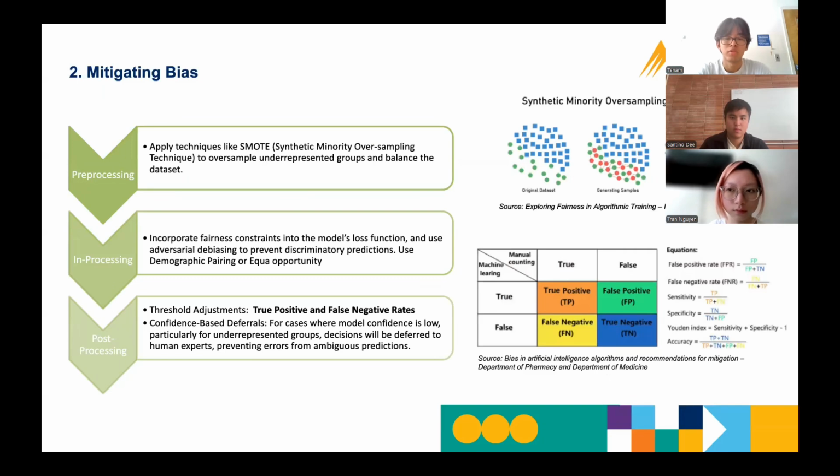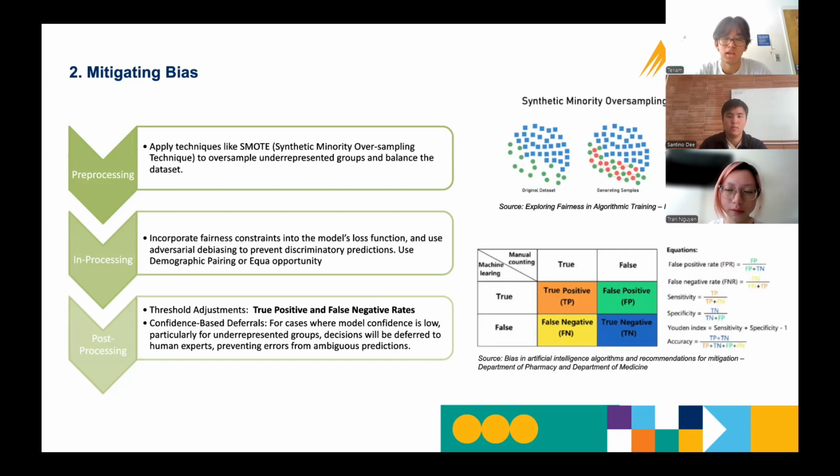Mitigating bias. Moving to the next step, we have three key components: pre-processing, in-processing, and post-processing. Pre-processing is crucial for addressing data imbalance. We'll apply a synthetic oversampling technique called SMOTE to create synthetic samples of underrepresented groups, ensuring that the dataset is balanced, and this technique reduces the risk of AI overfitting to majority populations and improves accuracy across all demographics. During in-processing, we'll embed fairness constraints directly into the model's loss function, ensuring that the algorithm doesn't disproportionately favor one group.